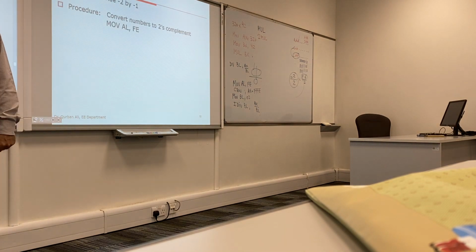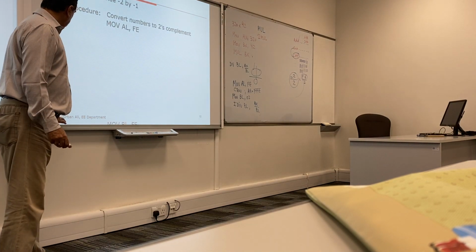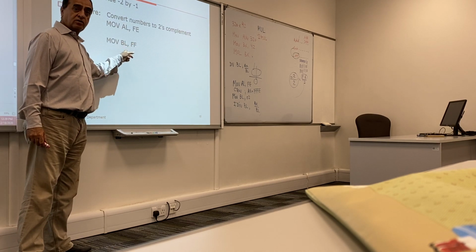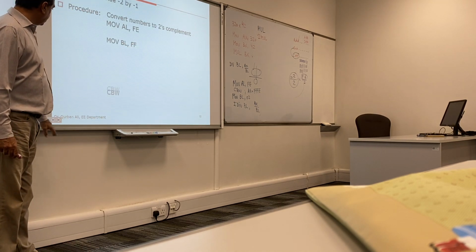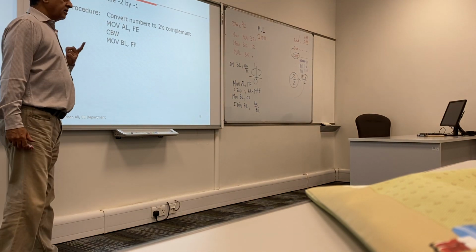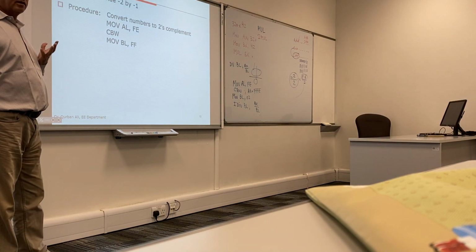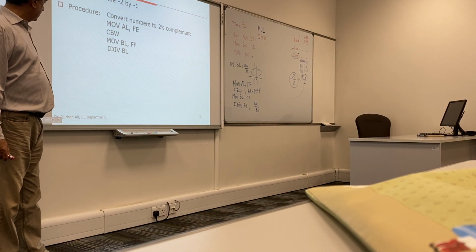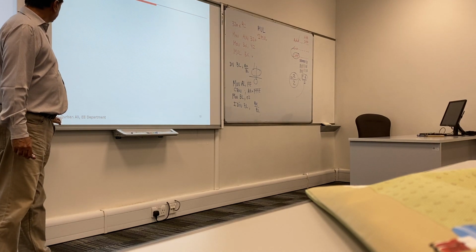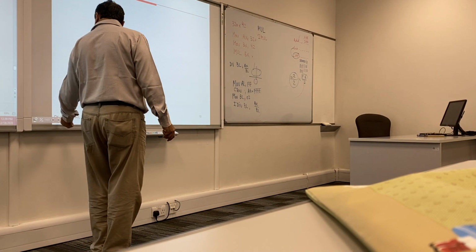FE is -2, right? We put it in AL. Convert byte, and another one, -1 into BL. The first one we say, convert byte to word. Okay? Now, since the values are negative, I did BL. Okay. So what now? What are the issues?